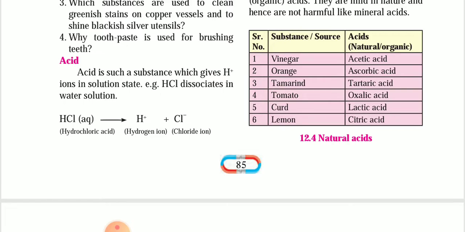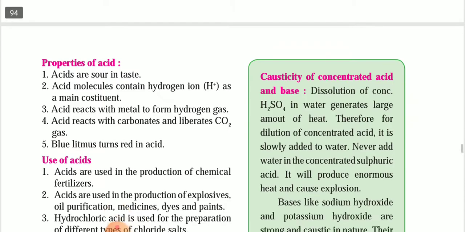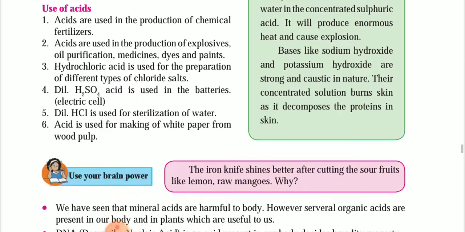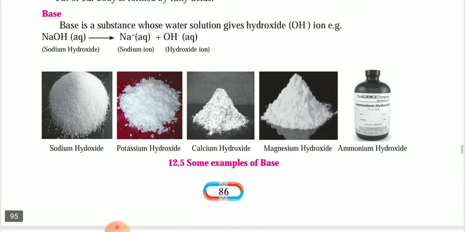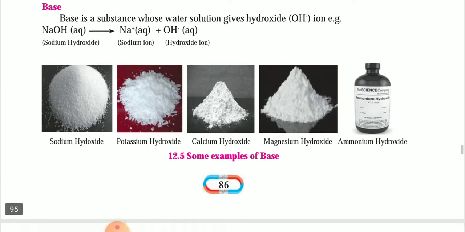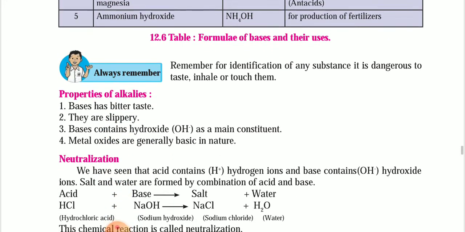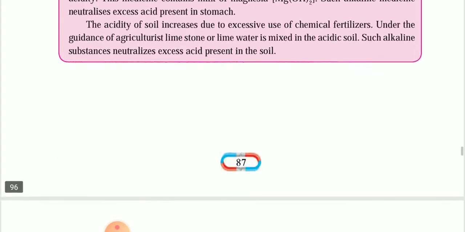See, HCl, when it dissociates, that means when it dissolves in water, gives out H plus and Cl minus. Properties of acids and uses of acids, very important, please study this. Properties of bases and uses of bases, different types of bases. And when acids and bases combine with each other, they form a neutral substance. So study neutralization.